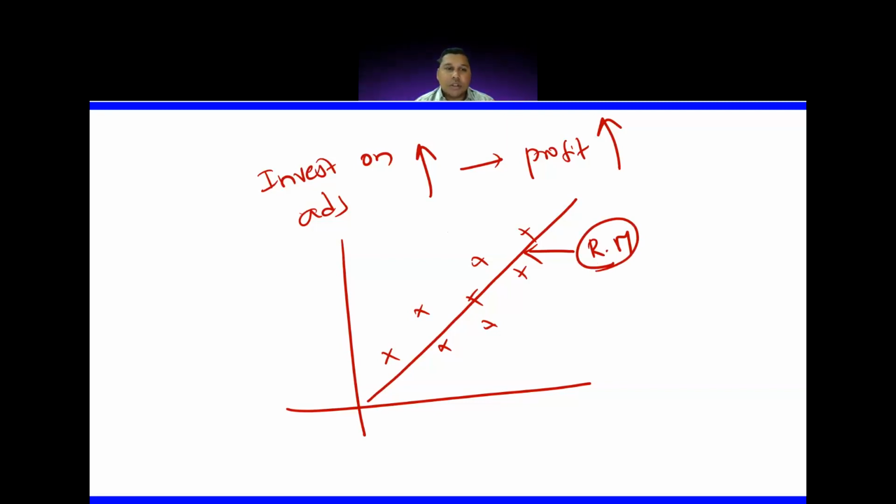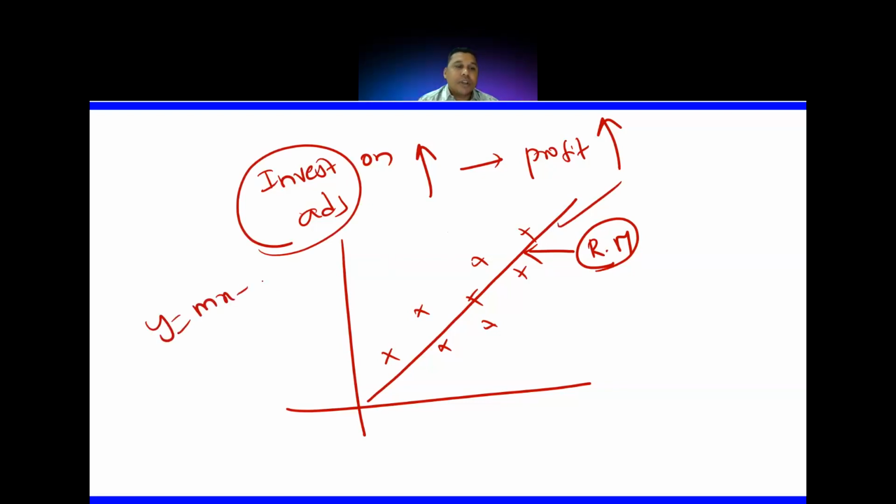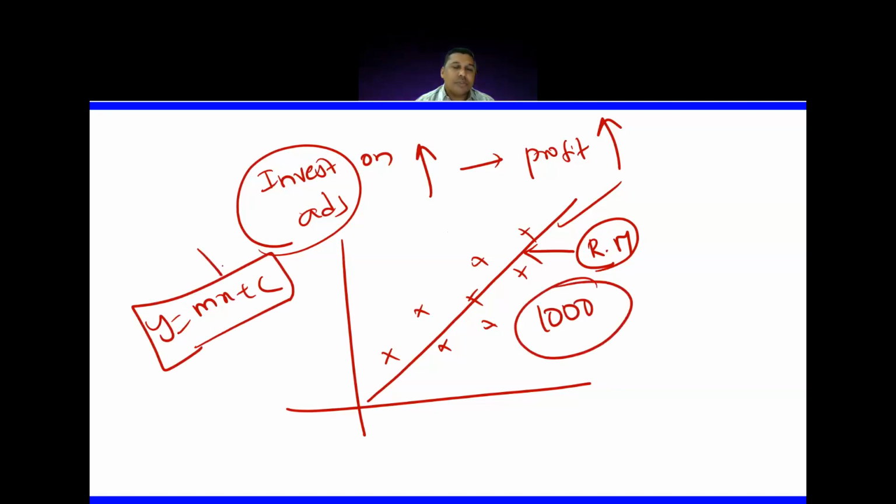Suppose you have done some investment on the ads and you are asking a question. You have got a line equation like this: y equal to mx plus c. Once you have an equation like this, you can ask queries to it. If I want to get 1,000 sales a month, how much money should I invest? So your y value is known to you. What is the value of x? You have to find out. For that, first we have to find out the values of m and c.